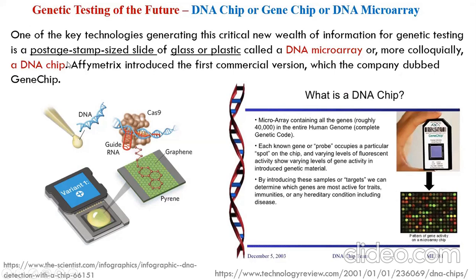In terms of genomic testing, one of the key technologies generating this critical new wealth of genomic information was highlighted at the time as the postage-stamp-sized slide, on glass or plastic. They said we can capture your genome, your DNA repertoire or DNA code, in a stamp of DNA coated on the plastic. In general terms, it is called a DNA chip, in colloquial terms. But if you look deeper at the technology used, microarray technology was used. So it is called a DNA microarray or DNA chip, or gene chip.